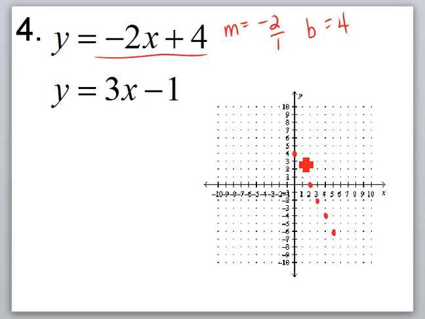Or I could have gone up 2 to the left 1. Up 2 to the left 1. And we're just extending that line out as far as we can. That's going to help me be able to find that point of intersection much more quickly.